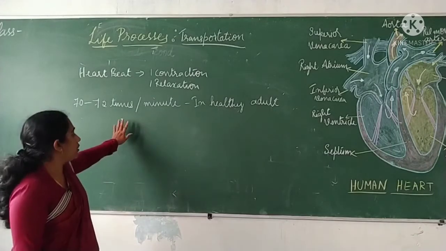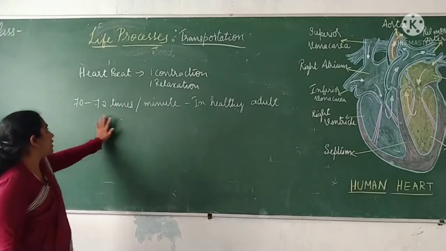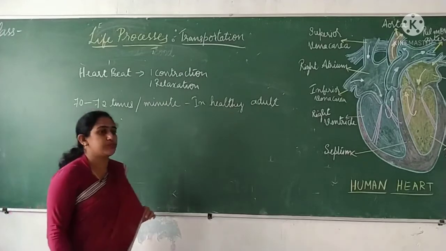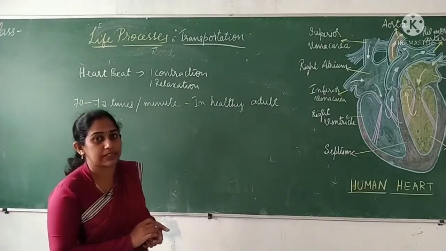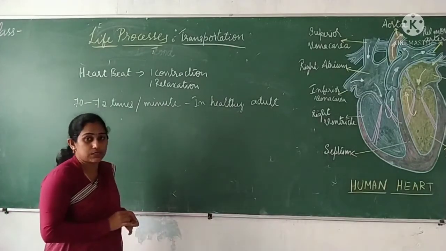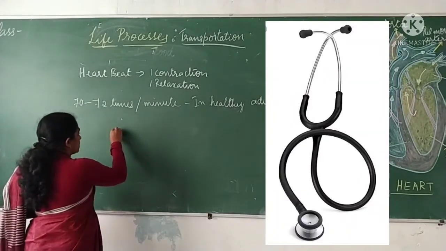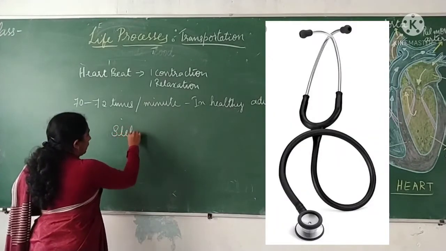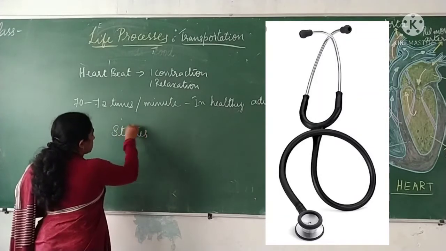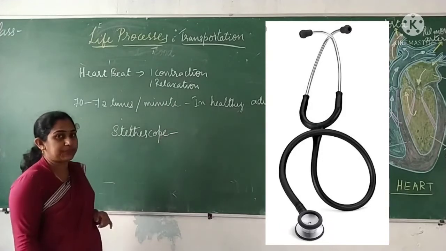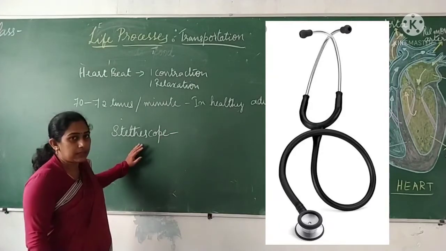So how many times is our heart beating? It is 70 to 72 times. What is the instrument we use to measure the heartbeat? Doctors use an instrument called a stethoscope to measure our heartbeat, right? The heartbeat is measured by a stethoscope.